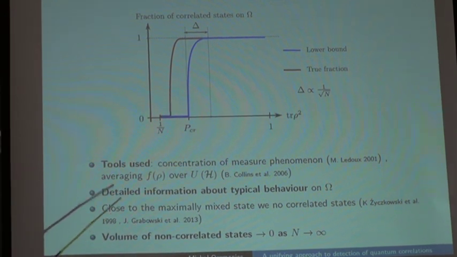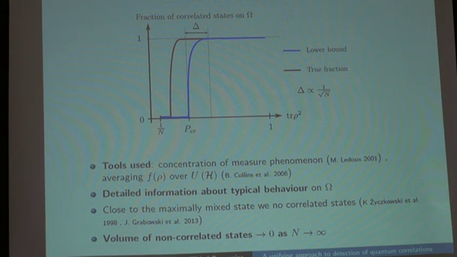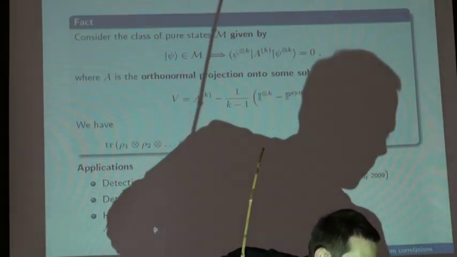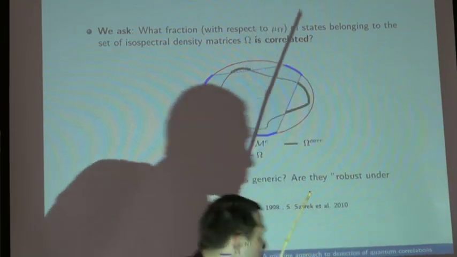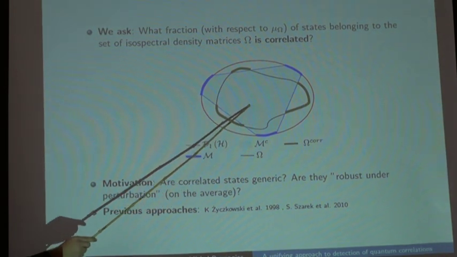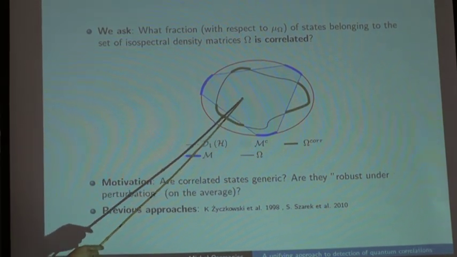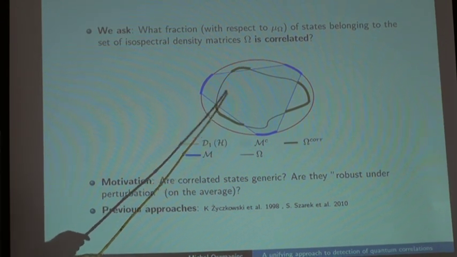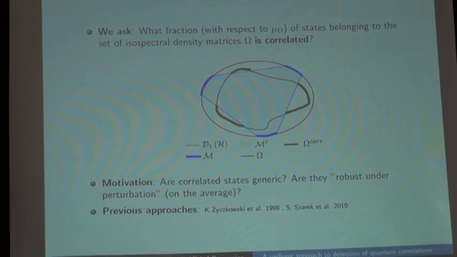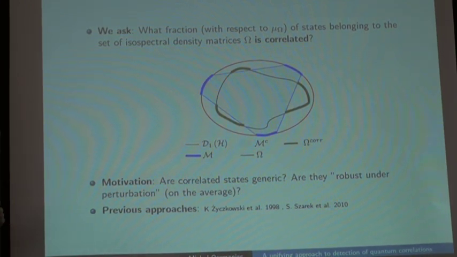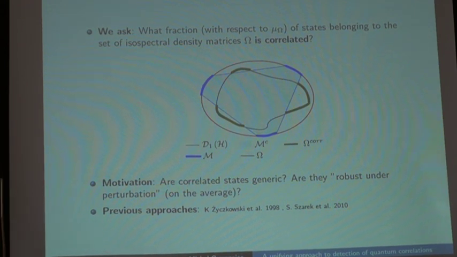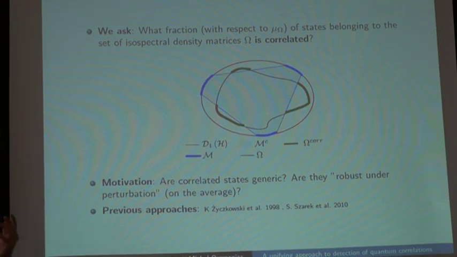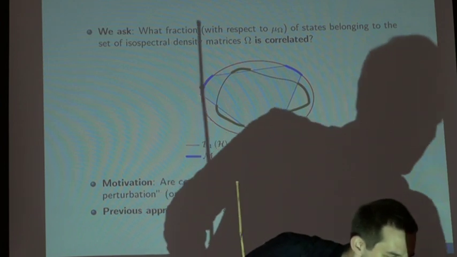Some comments. It is known that, at least in many cases, you actually have a ball that consists of non-correlated states around the maximally mixed state. My approach would not give you the answer about the radius of this ball. I can approximate this radius from above. Unfortunately, I cannot discuss this problem with those methods.